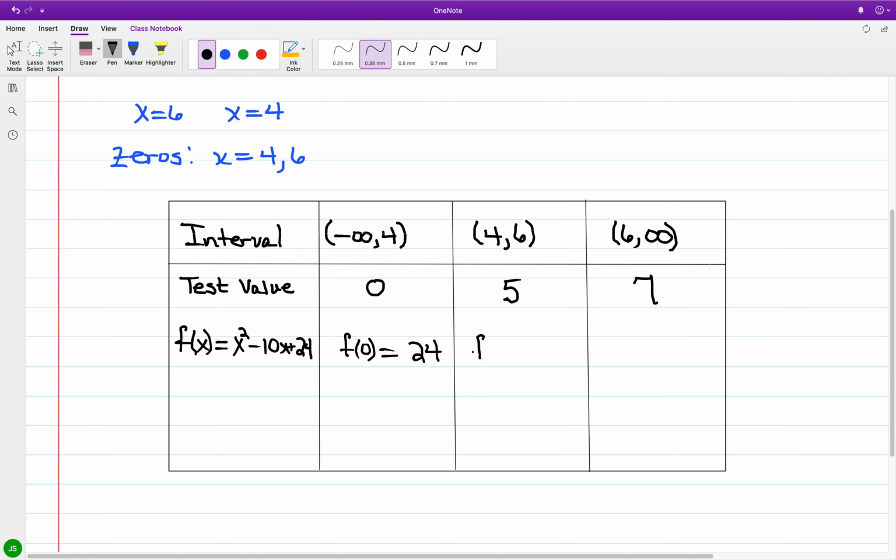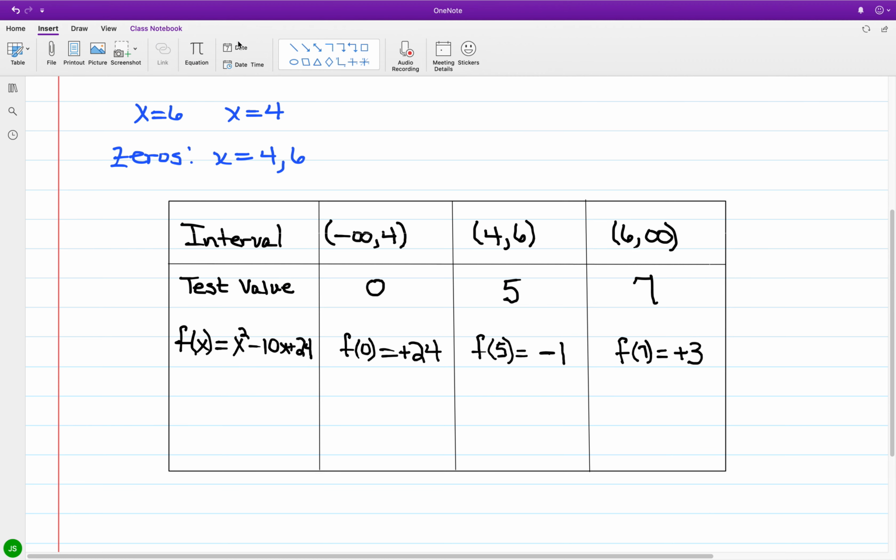In the case of f of 5, 5 squared is 25, minus 10 times 5 is negative 50. 25 minus 50 is negative 25, plus 24, so this will come out to negative 1. For f of 7, 7 squared is 49, negative 10 times 7 is negative 70, and 49 minus 70 is negative 21, plus 24, so this will come out to 3. I'm going to stress the sign values.